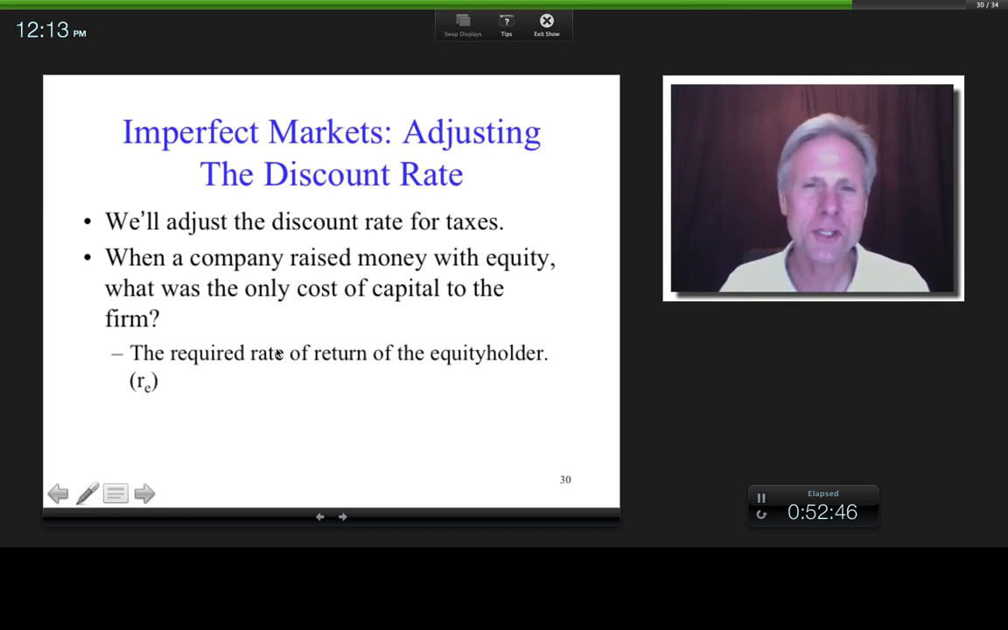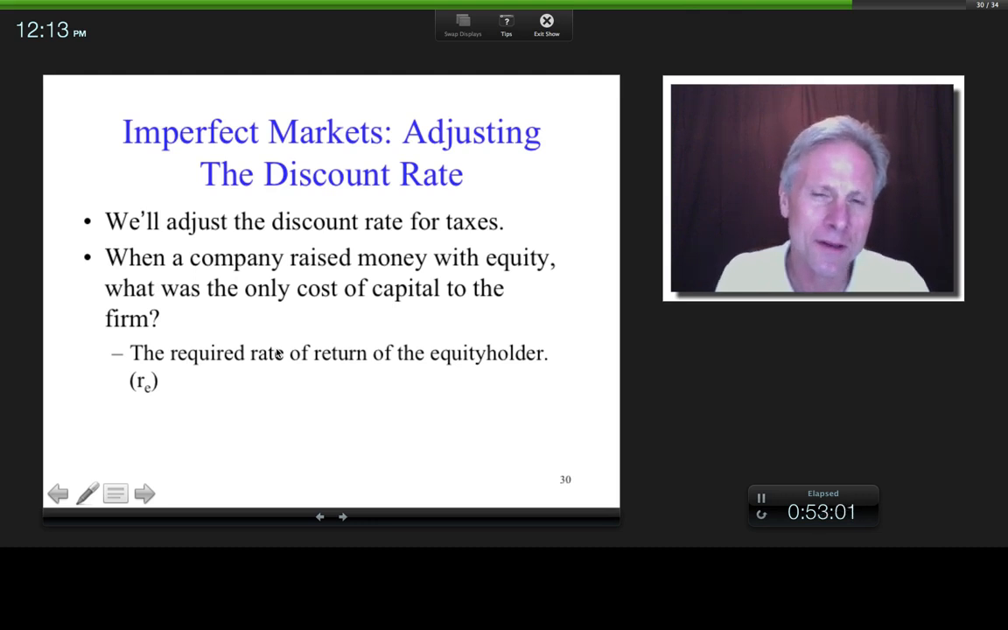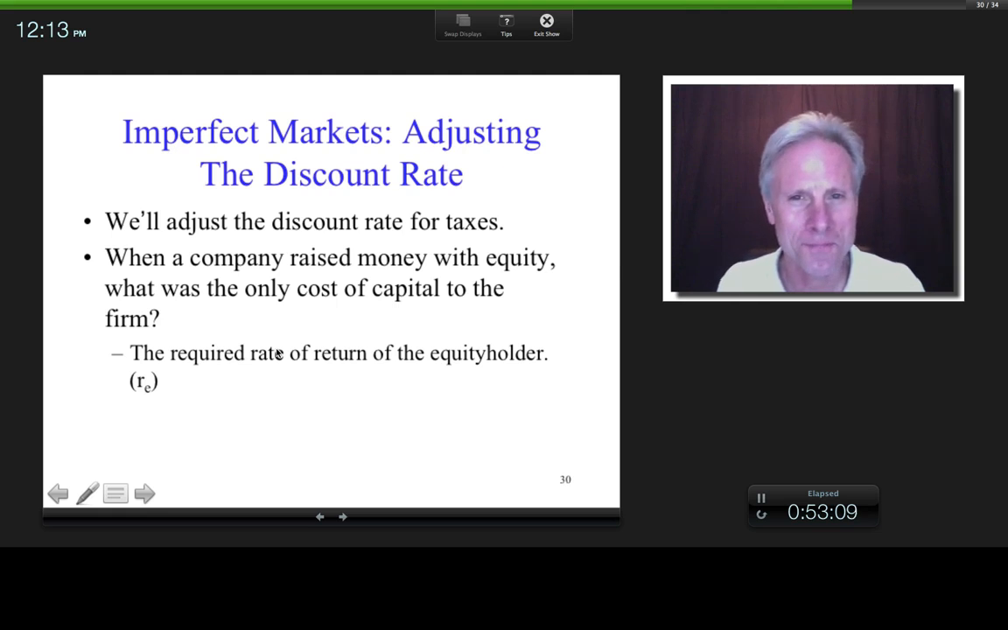Now, it's easier to picture that with debt, right? Because with debt, you can imagine in your head that cash is flowing from the firm, and they're paying interest, right? But what is a way that an equity holder can get their required return? Well, if they require a higher return, are they only going to be willing to buy the stock at a higher price or a lower price?